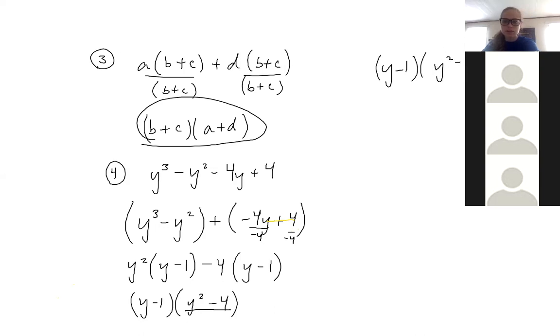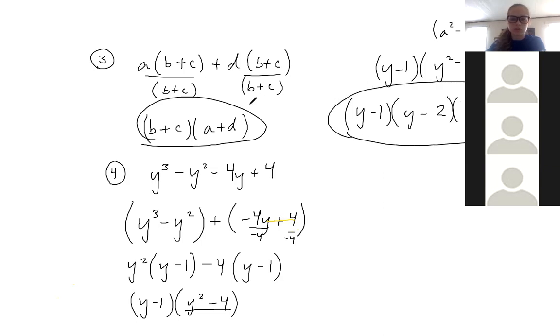This is the difference of two perfect squares. So a subtraction sign, are y squared and 4 both perfect squares? Yes, they are. And again, it's in the form a squared minus b squared. So it's going to equal a minus b times a plus b. So y minus 1, I can't factor that anymore, but y squared minus 4 can factor as y minus 2. Remember, you have to take the square root, y plus 2. So that's my final answer for number 4.